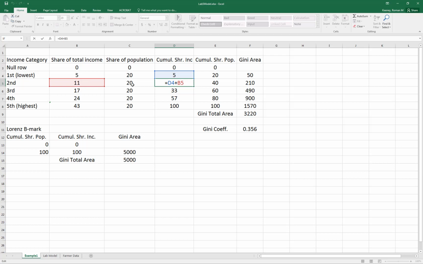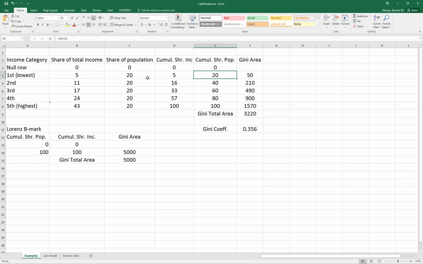So 11 is the new group, 11% of income is how much the second group adds, so the 5 plus 11 will give you 16. Same thing with the third row. Move right up one, take the value right above of 16, and then add to it the 17, so it's D5 plus B6. And so this is actually a formula you can make and copy down the row.